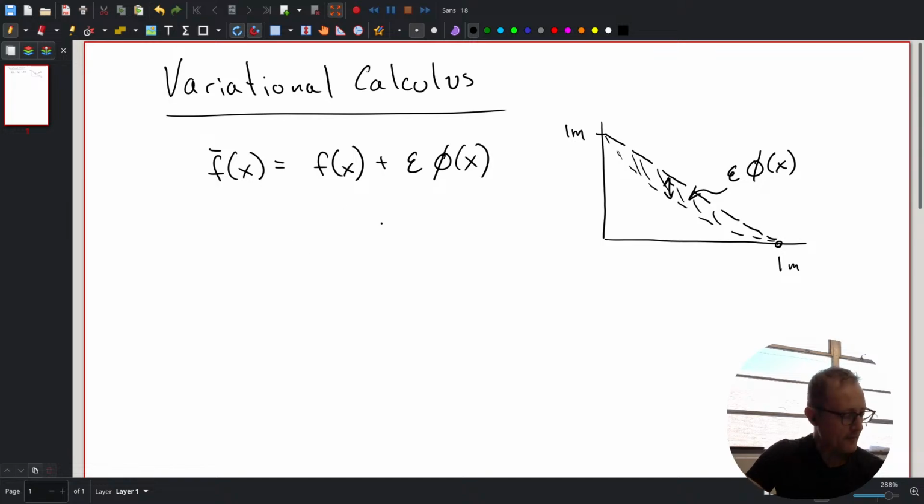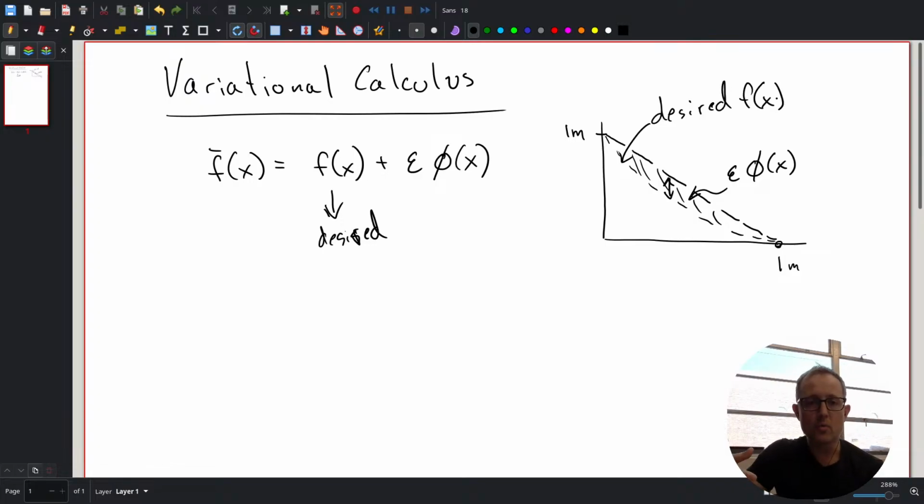So f of x is our desired function. If we know what the exact f of x is, then we can plug that in and we minimize it. And then f bar of x is our current guess for that function, so just any of those parabolas that we have right now.